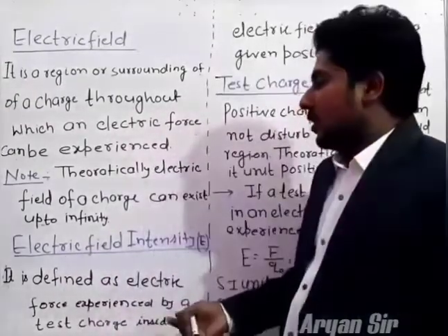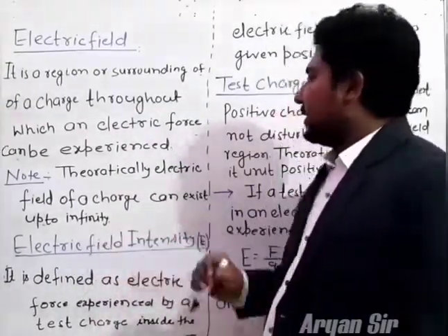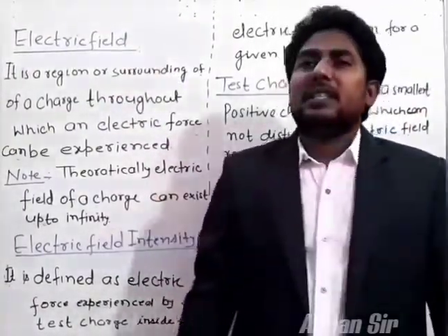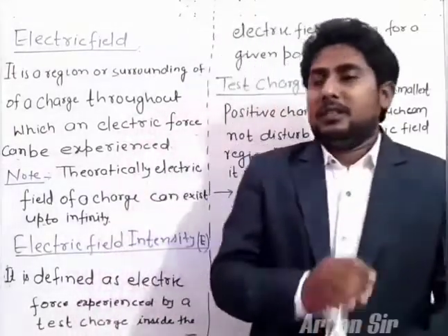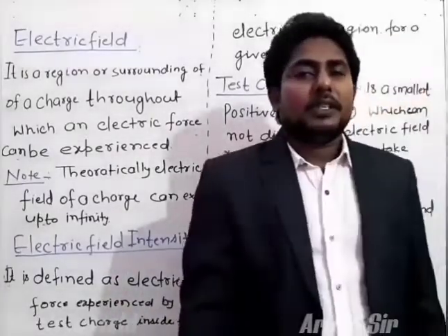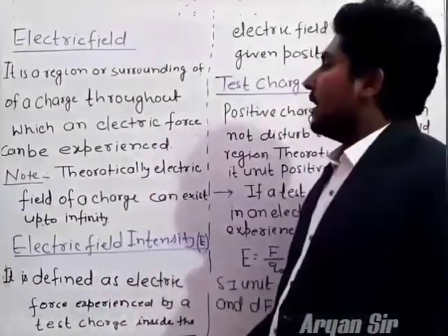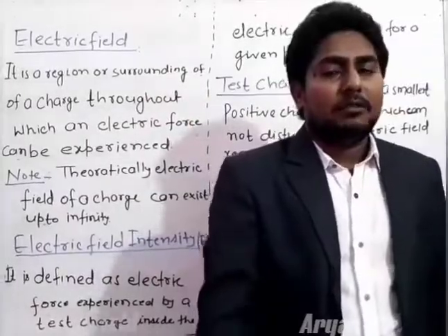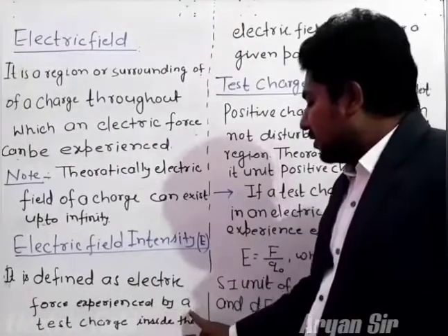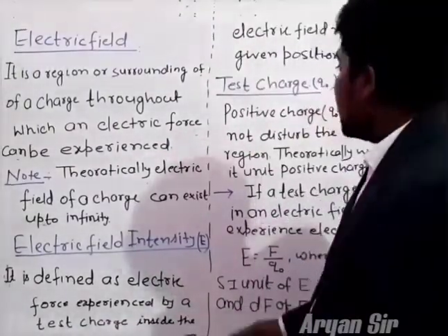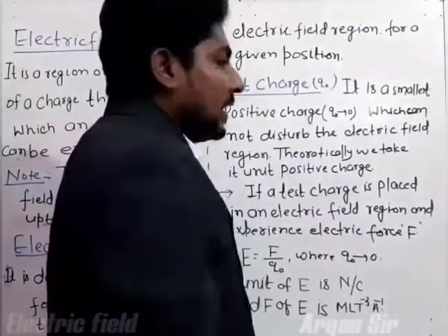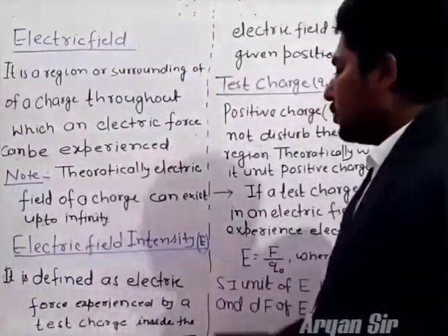Let us introduce a physical quantity, electric field intensity. See, electric field and electric field intensity both are different things. Electric field is a phenomenon, while electric field intensity is a physical quantity which gives the idea of the strength of any electric field, and it is defined as the electric force experienced by a test charge inside the electric field region for a given position. In this definition, I have used a test charge.